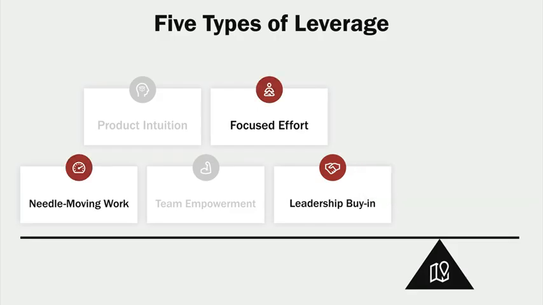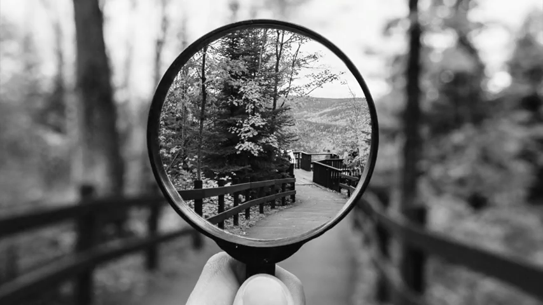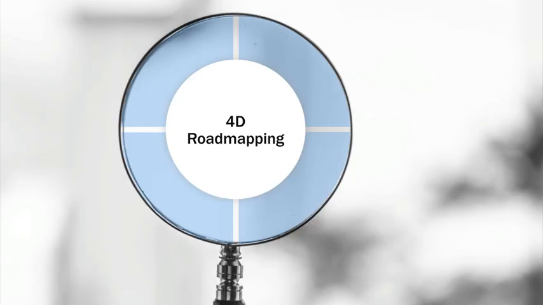So to recap, so far we've talked about how traditional approaches like RICE and voting fail to create three critical sources of leverage: needle-moving work, focused effort, and leadership buy-in. To solve these problems, great PMs take a more focused, strategic approach to roadmap prioritization. In this module, we'll go into detail on exactly what that approach is and how it creates leverage. We'll call this approach 4D roadmapping.